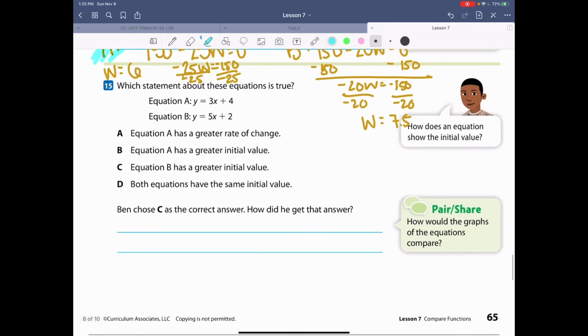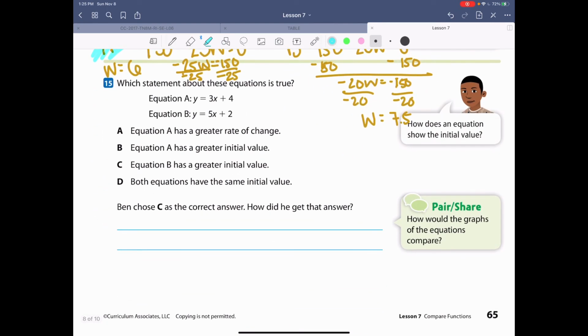Number 15. Which statement about these equations is true? So for equation A, we have y equals 3x plus 4. In equation B, we have y equals 5x plus 2. So what we're seeing for both of these, remember we talked about how y, of course, is our output, x is our input, but the coefficient is our rate of change. And then, of course, our constant is going to be our initial value.